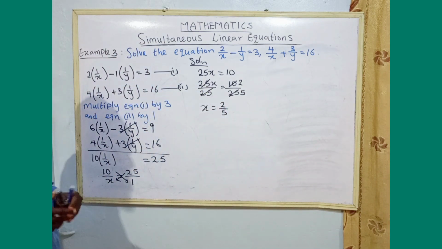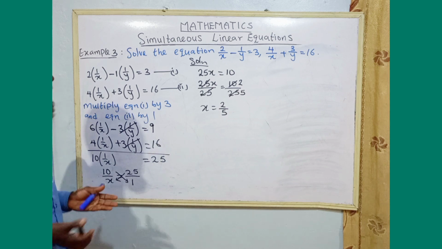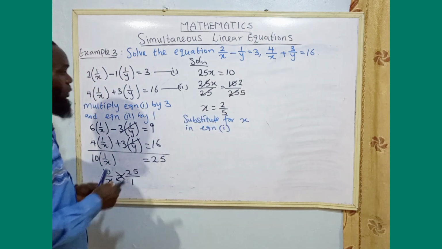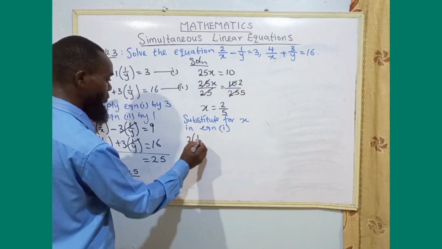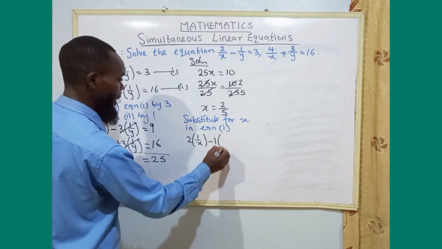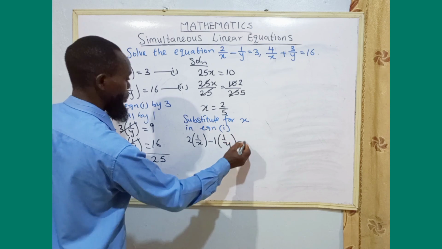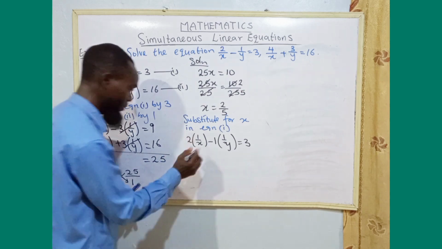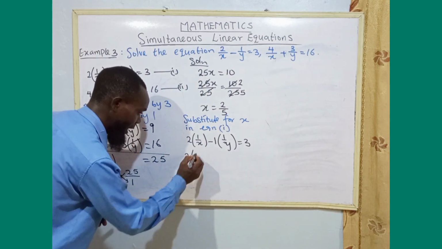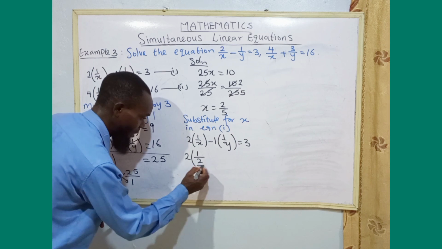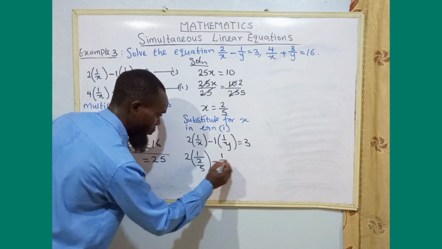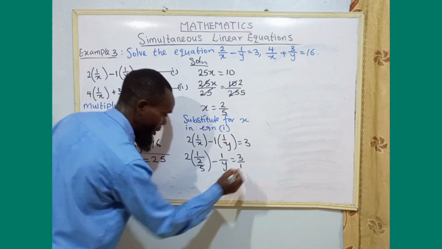That's the value of x. To now find the value of y, I have to substitute the value of x into any of the equations, either equation 1 or equation 2. Let me use equation 1. Let me substitute. My equation 1 is 2 open bracket 1 over x minus 1 open bracket 1 over y is equals to 3. So anywhere I see x, I will put 2 over 5. So I have here 2 bracket 1 over x, which is 2 divided by 5, minus 1 times 1 over y is equals to 3, let's say over 1.